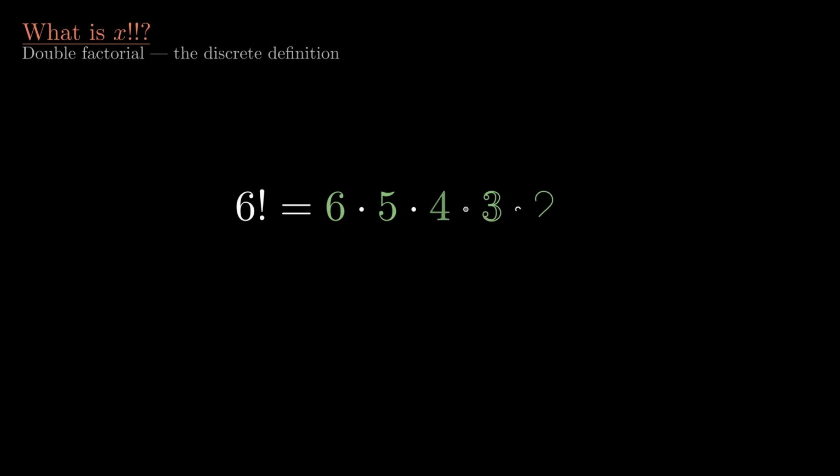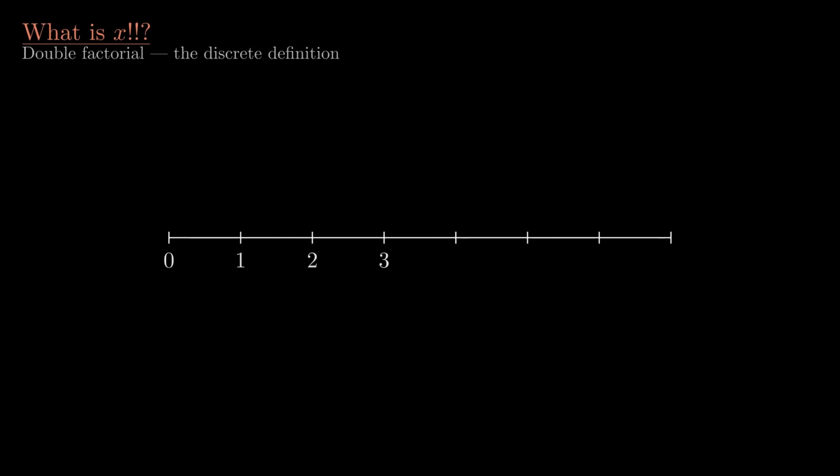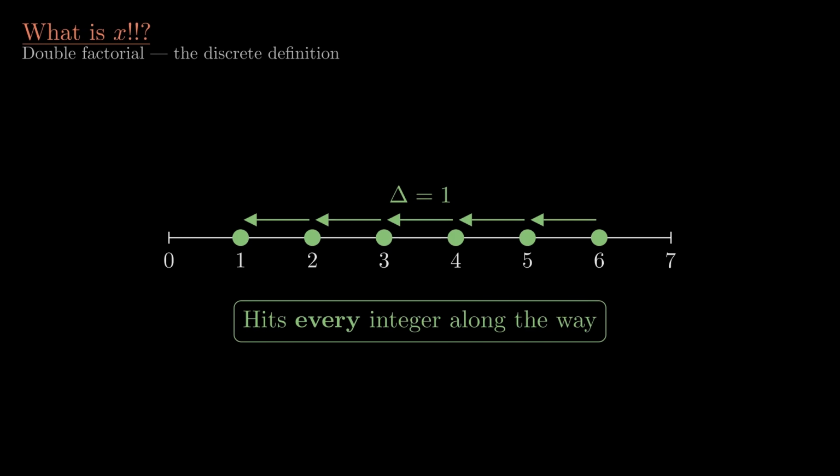To understand what a double factorial is, we first need to look at the standard factorial we all know. Take 6 factorial. We calculate this by multiplying every single integer from 6 down to 1, resulting in 720. In a standard factorial, our step size is exactly 1. We hit every single integer along the way.